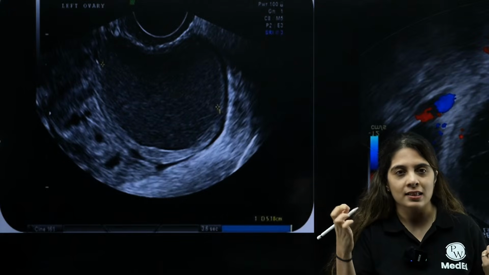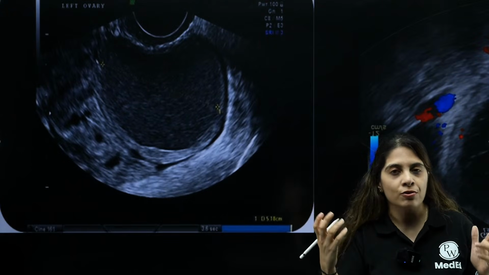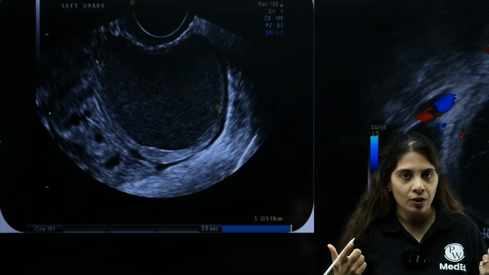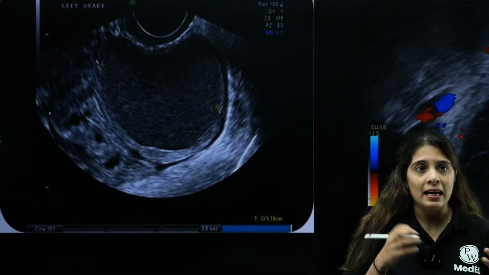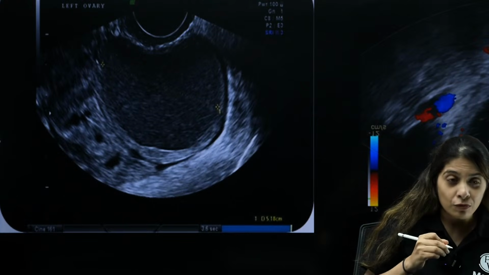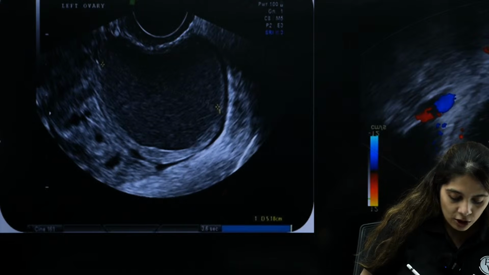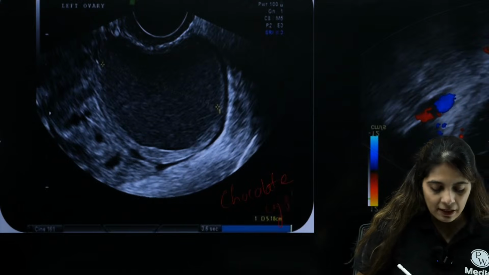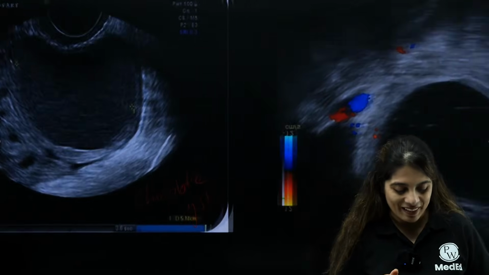Again, they will give you some classical history pertaining to endometriosis. Maybe they will give you a history of dysmenorrhea, especially during the menses. And this classical appearance of low level echos is nothing but your chocolate cyst or the endometrioma. I will annotate and upload the PDF soon after the class.